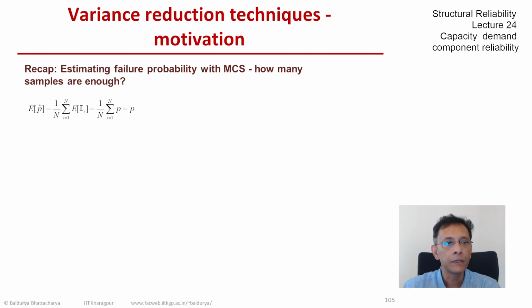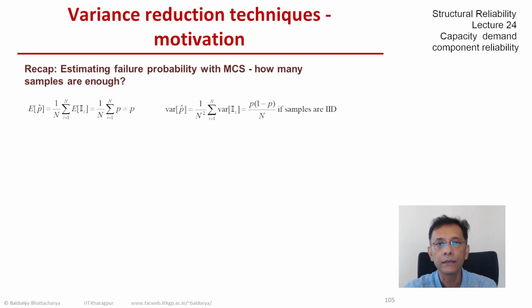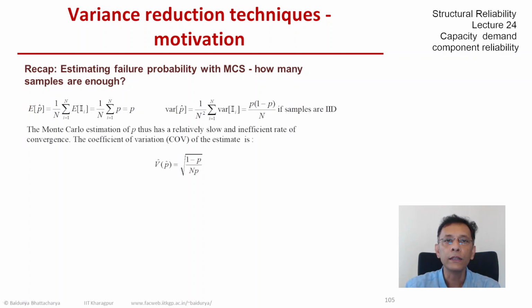So this estimate p hat has a mean of p itself, so it's unbiased, its mean is the true value. Its variance, the variance of p hat, goes down with 1 over n, provided the samples are IID, which actually points to an inefficient convergence. The COV, the coefficient of variation of the estimate, goes down with 1 over square root of n. So the question naturally is that can we do better?